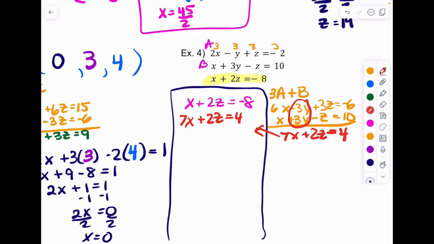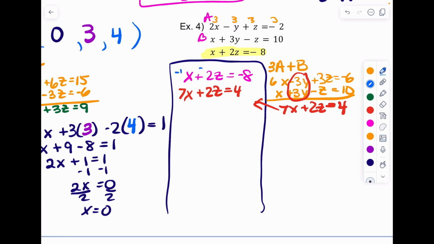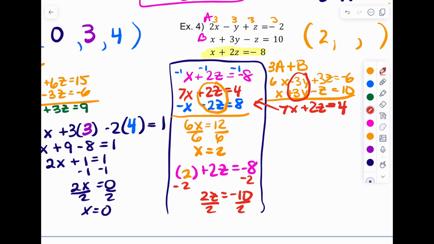Now we're not going to leave here until we have found x and z. So we're going to multiply the top equation by negative 1 to get us negative x minus 2z equals 8. And we're going to now solve this because that eliminated the z. So we have 6x equals 12. So our x is going to be 2. We still need our other one, but we're not leaving this box until we find our z. So our x is 2 plus 2 times z equals negative 8. So we'll put a 2 in here, and we'll solve. Subtract 2. 2z is equal to negative 10, divided by 2. z is equal to negative 5.